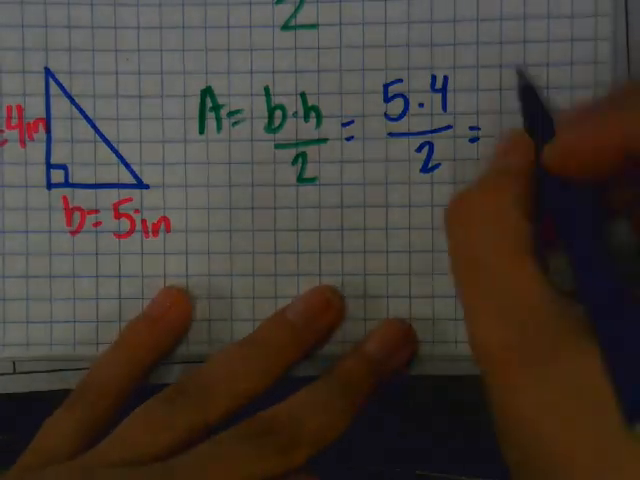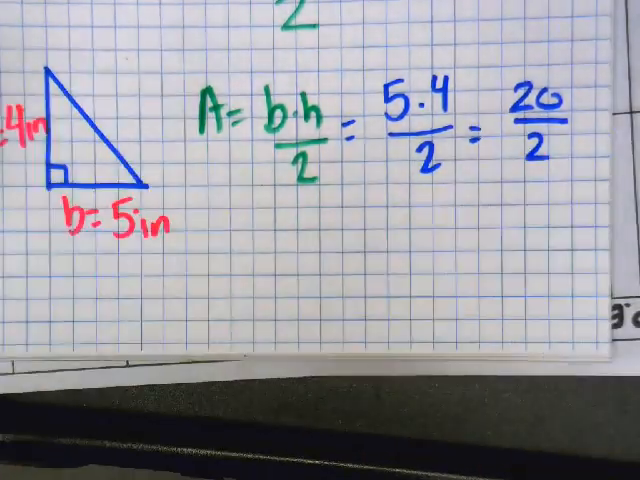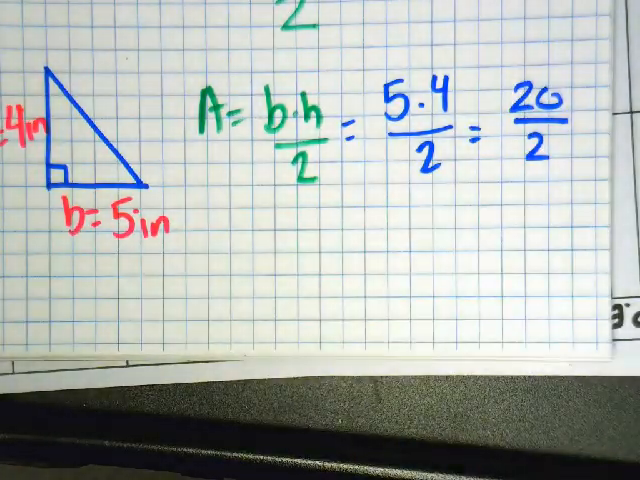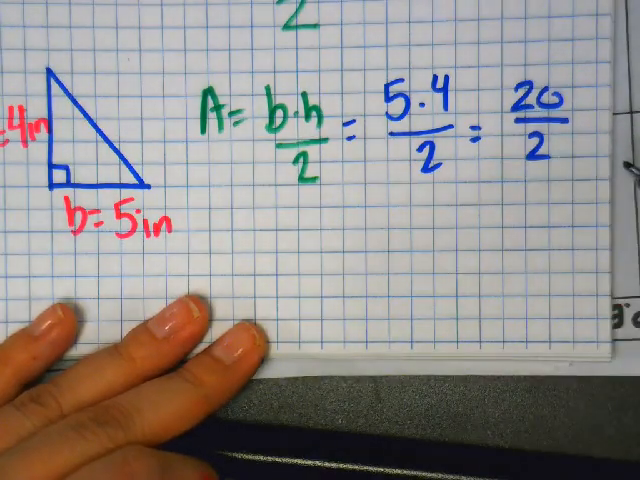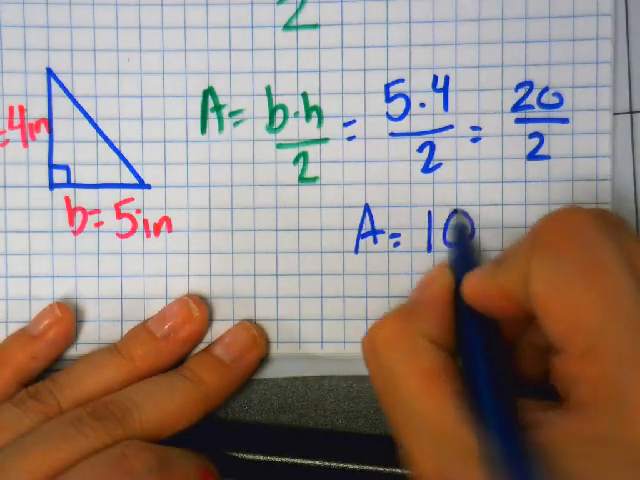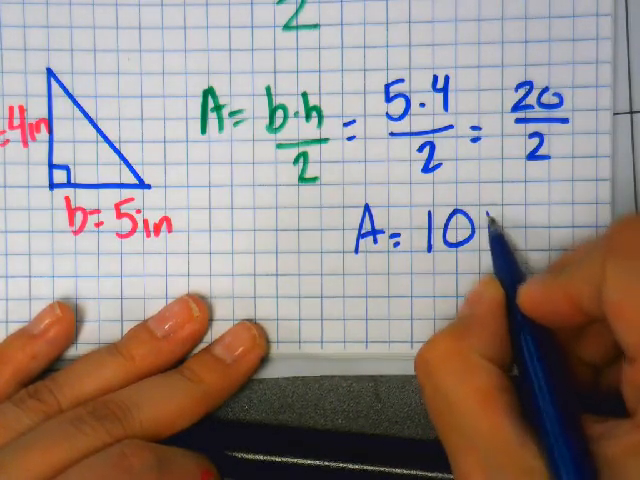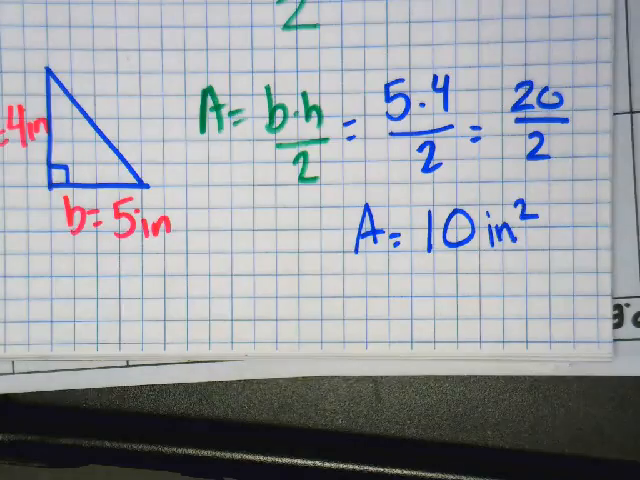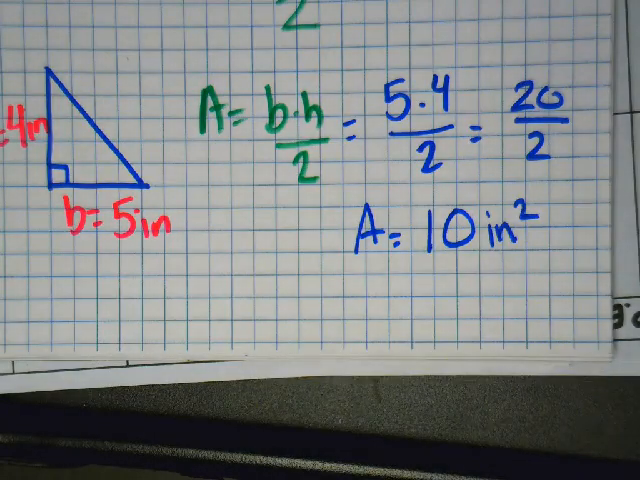20. 20 divided by 2? 10. So our area is equal to 10 what? 10 inches squared. If you say feet, then we have to use a different unit, right? So 10 inches squared. You're done.